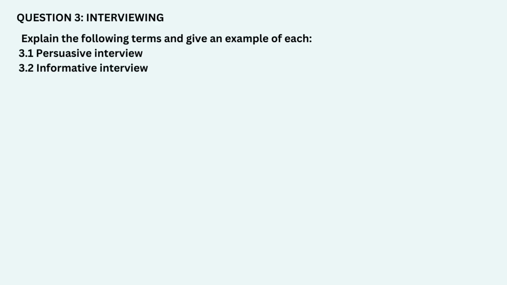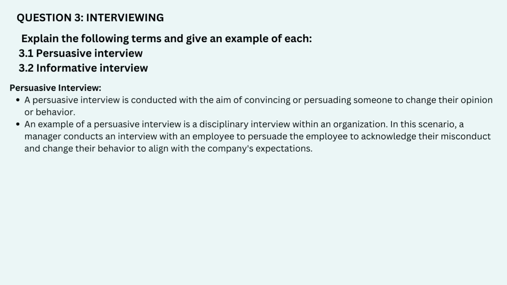Question. Explain the following terms and give an example of each. 1. Persuasive interview. A persuasive interview is conducted with the aim of convincing or persuading someone to change their opinion or behavior. An example of a persuasive interview is a disciplinary interview within an organization. In this scenario, a manager conducts an interview with an employee to persuade the employee to acknowledge their misconduct and change their behavior to align with the company's expectations.